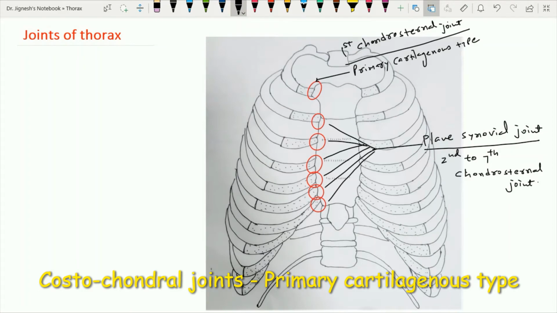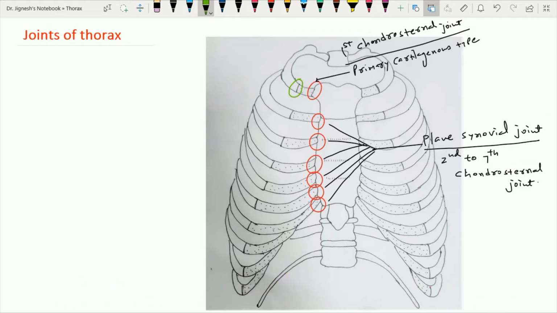When we talk about the costochondral joint, it is present somewhere here, between the rib and the costal cartilage, and these costochondral joints are primary cartilaginous in nature.